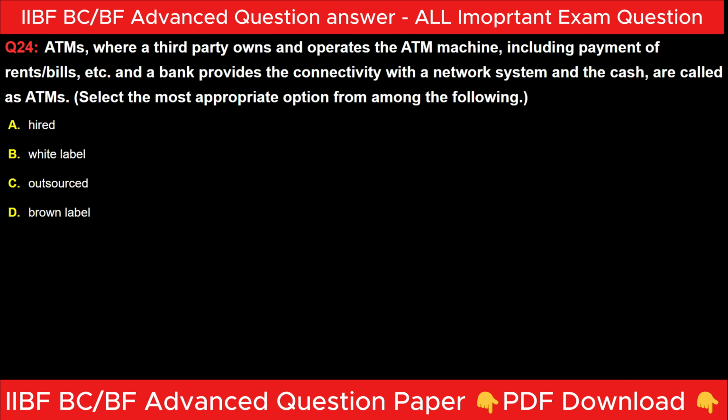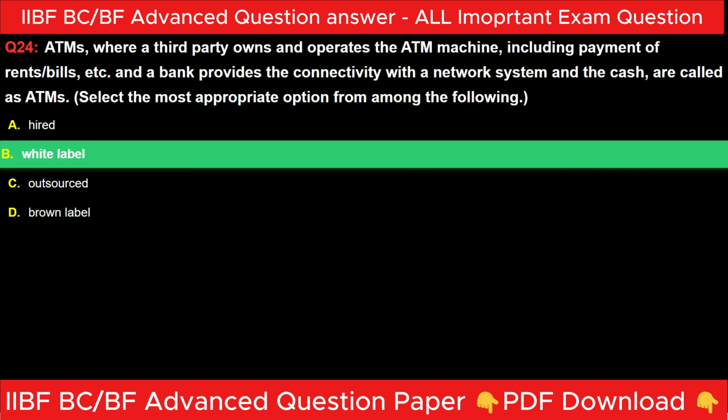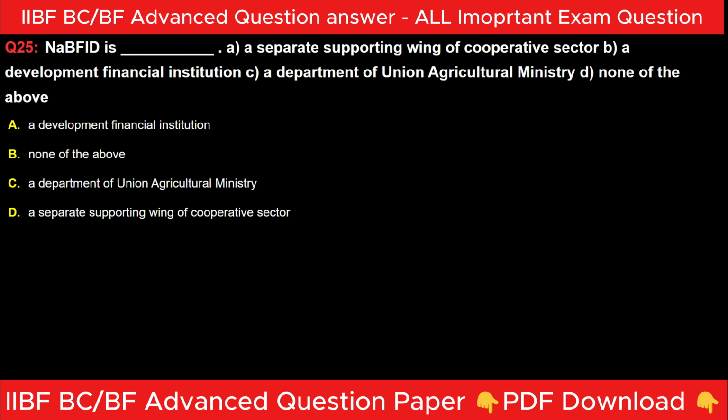ATMs, where a third party owns and operates the ATM machine, including payment of rents, bills, etc., and a bank provides the connectivity with a network system and the cash, are called as ATMs. Select the most appropriate option from among the following. White label. NABFID is A. A separate supporting wing of cooperative sector, B. A development financial institution, C. A department of Union Agricultural Ministry, D. None of the above.